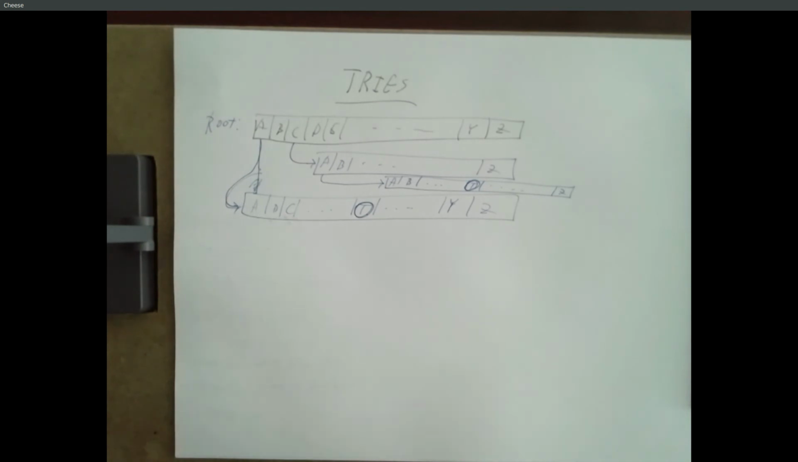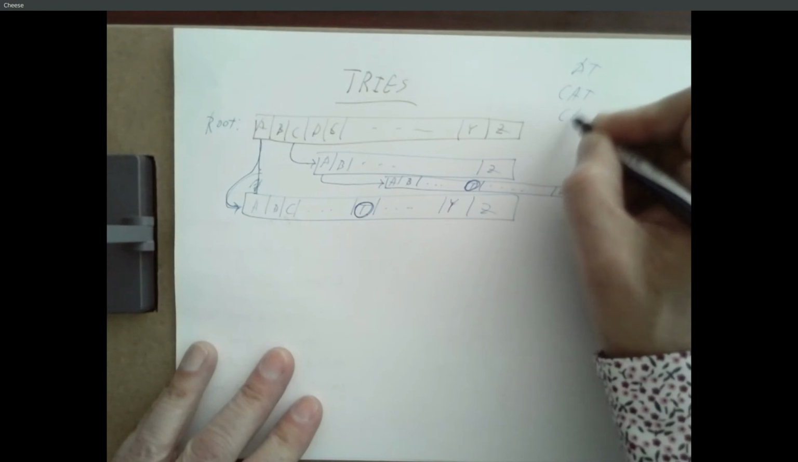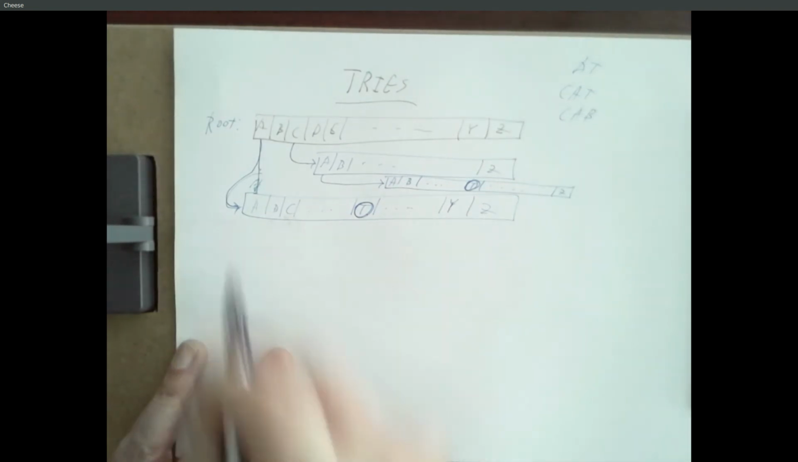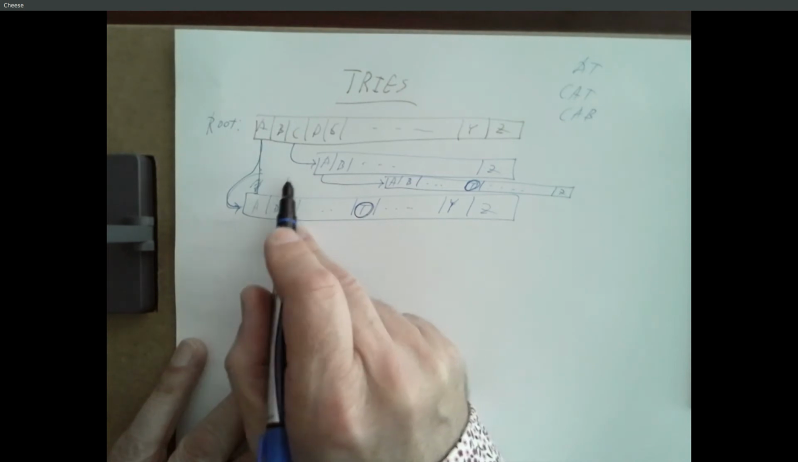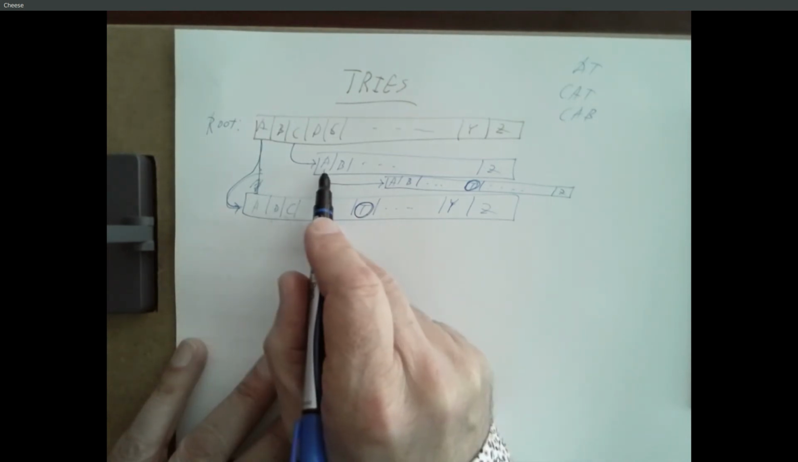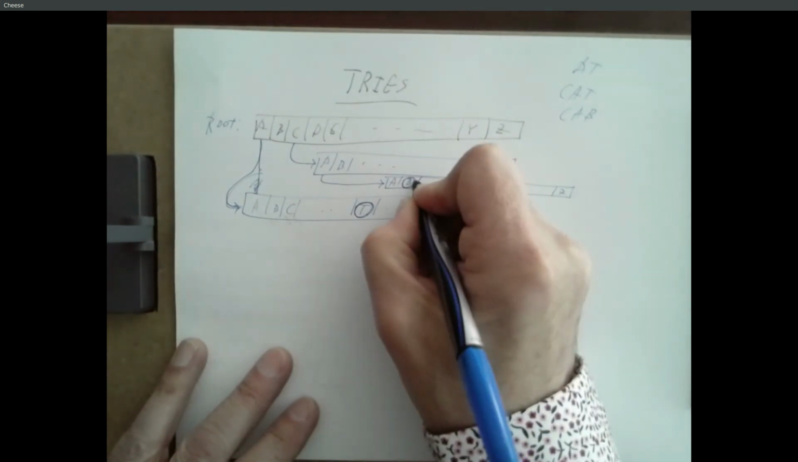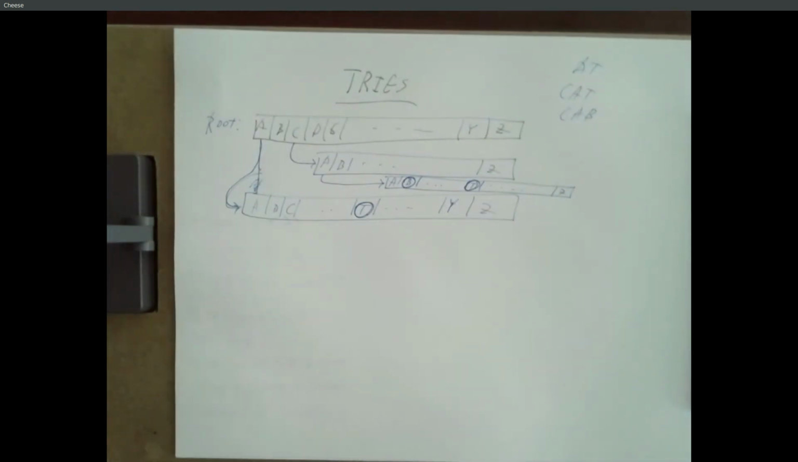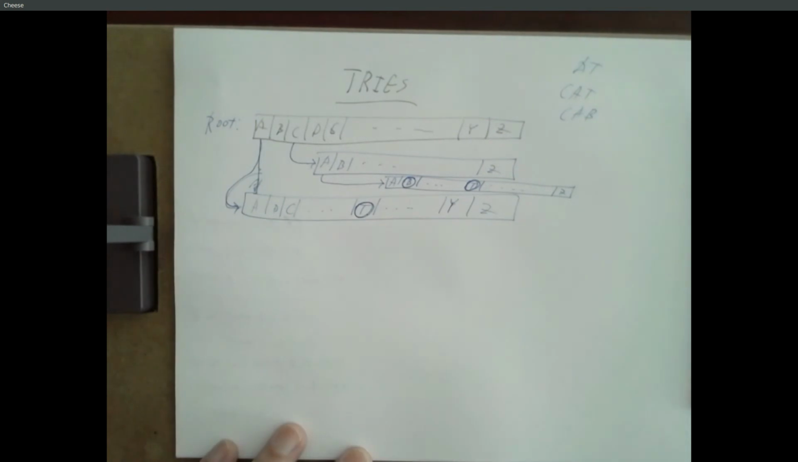So let's say we stored at, and we stored cat, and now I want to store cab. So I'm going to go to letter C, and that's already pointing to a node. So I'm going to go down here, and I'm going to look at the letter A, and that's already pointing to a node. So I'm going to go over here, and I'm going to circle the B, and that says I've got a cab in my structure now. So there I didn't have to actually insert any new nodes. I just changed the bit associated with the B to say there's a word that ends right here.